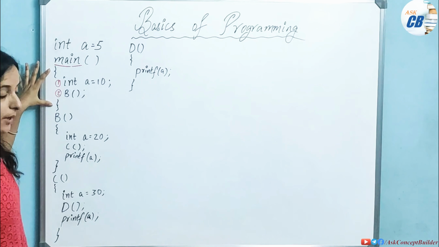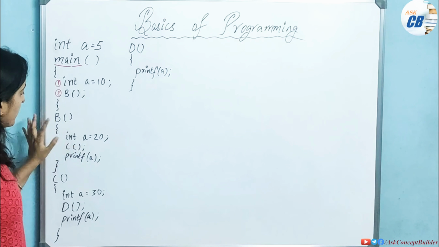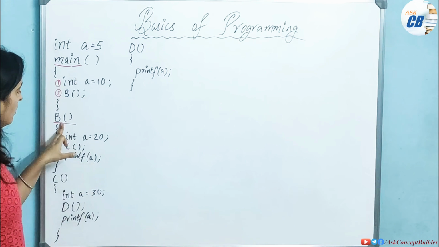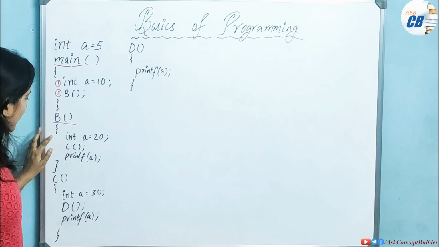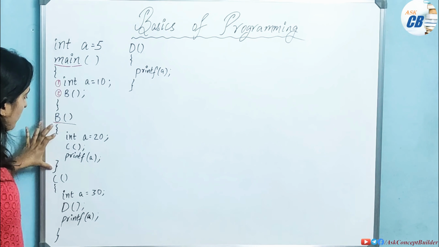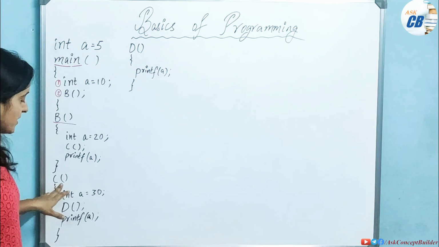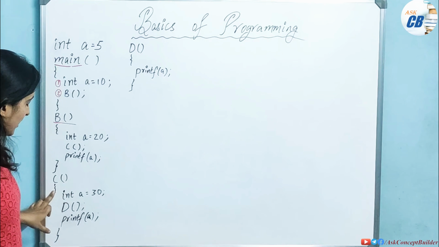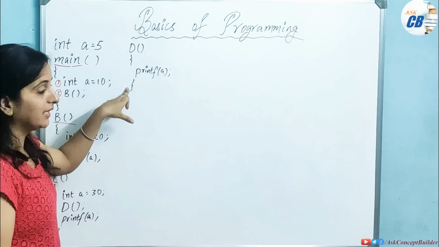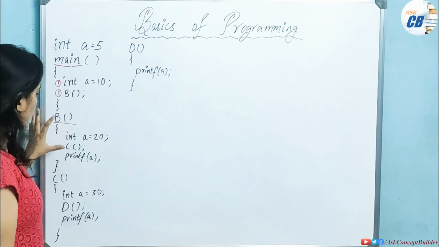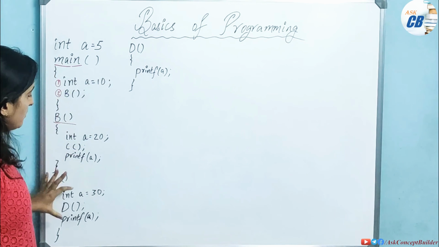Now in the program, like the main function, there is another function, B. This is the representation of a function: the name of the function with curly brackets. This function starts from here and ends here. Again, one function, C, is present, starting here and ending here, and one more function, D, starting here and ending here. So these four functions are present here, and all have some instructions inside them.